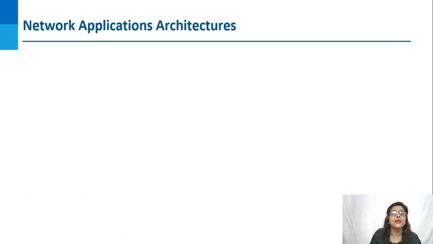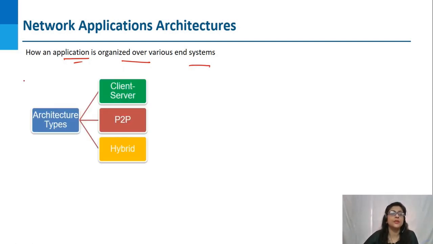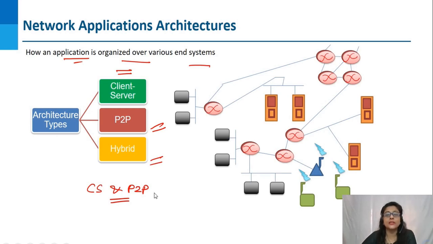Let us now understand network application architectures. Now, there are various types of network application architecture. It defines how the application is organized over various end systems. There are three different types of architecture. One is known as the client-server type. The second one is known as the P2P or peer-to-peer type of architecture. And the third one is a hybrid type of architecture where both the client-server and P2P architectures are used in combination.